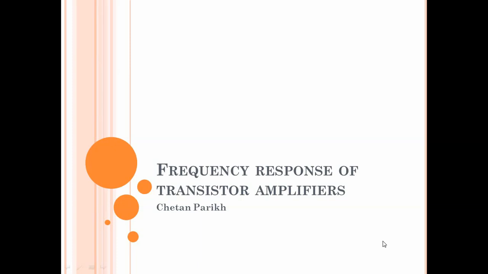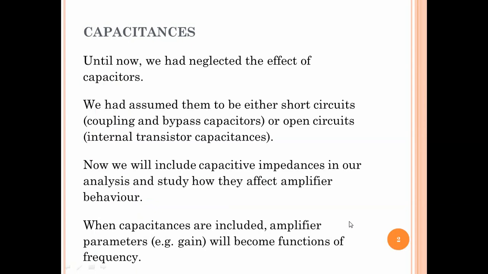So with this lecture, we start a new topic, which is frequency response of transistor amplifiers. Until now, in all the transistor circuits we analyzed, we had neglected the effect of capacitors. We had assumed them either to be short circuits, which was the coupling and the bypass capacitors, and implicitly we had assumed that the internal transistor capacitances were open circuits. We will see this in just a minute, how this was assumed implicitly.